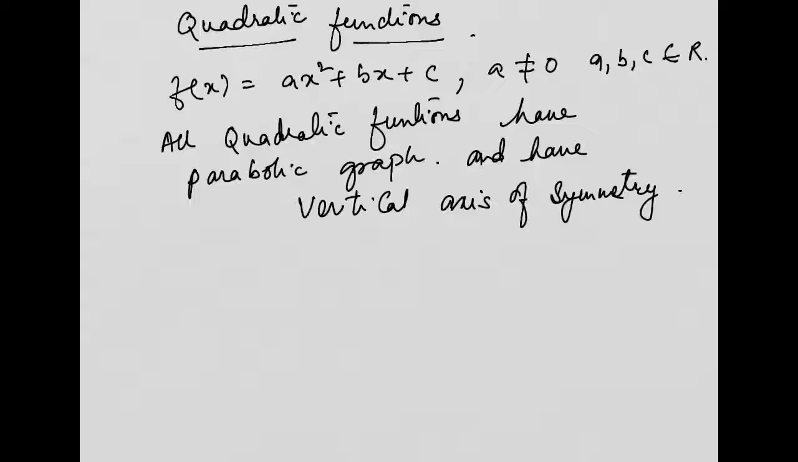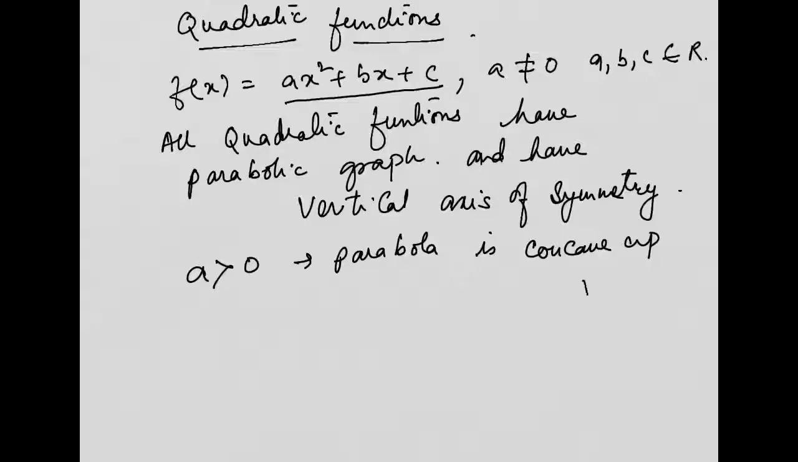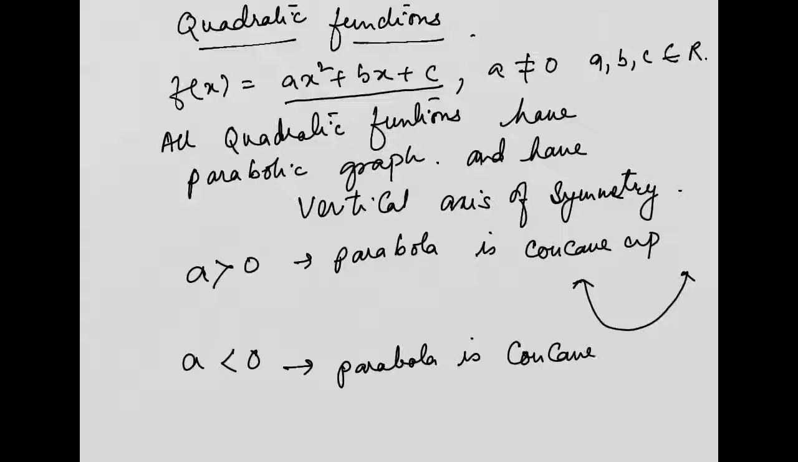Now, in this parabolic graph the expression is ax square plus bx plus c. When a is greater than 0, then the parabola is concave up. That means it would be something like that. And if a is less than 0, then the parabola is concave down. Hence, the graph would be like this.